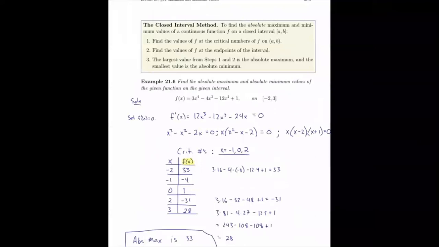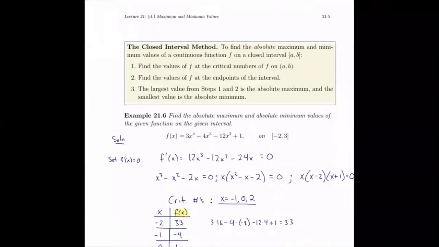So here we look at the closed interval method. We're going to employ everything we've done so far, the extreme value theorem, Fermat's theorem with local mins and local maxes, to determine absolute maximum and minimum on intervals. To find the absolute maximum and minimum on an interval a to b for a continuous function f, we find the values of f at the critical numbers of f on the interval a to b.